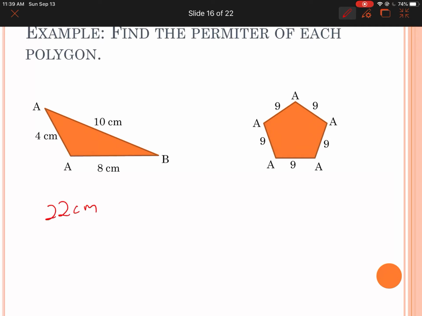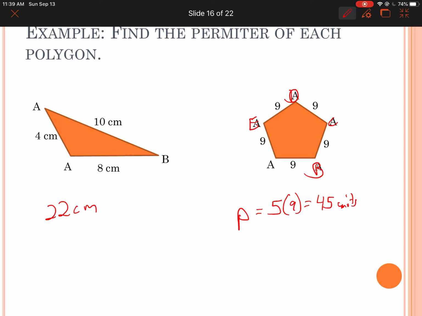This one, they're all 9, and there's 5 of them. Oops, I forgot to change the names of each of these vertices. They shouldn't all say A. But we can do the perimeter equals the number of sides times the length of each side is 45. And no units are given, so we can just write units. This was supposed to be like A, B, C, D, and E.